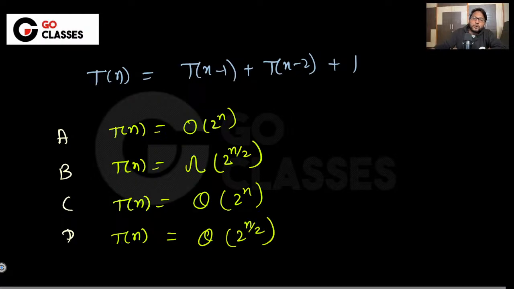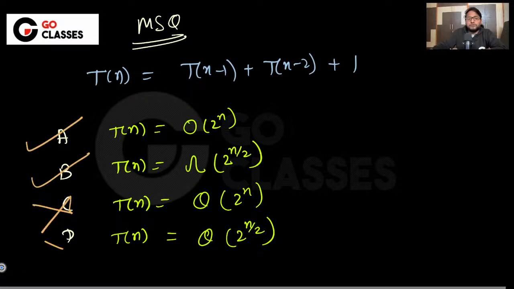So which are the correct options? And it has to be MSQ. It can't be MCQ, with these options it can't be MCQ. So what are the correct options here? Is A correct? Yes. Is B correct? Yes. Is C correct? No. C is not correct. Is D correct? No. D is not correct. So only A and B are correct.